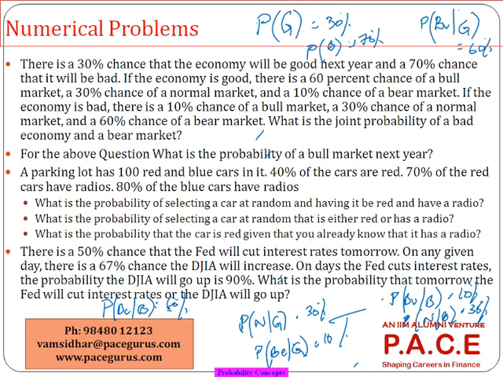Now what do I want? What is the joint probability of a bad economy and a bear market? Bad economy and a bear market. How do I find this out? 70 into probability of bad into probability of bear given bad. This is what we can write. What is the probability of bad for us? Probability of bad is 70.